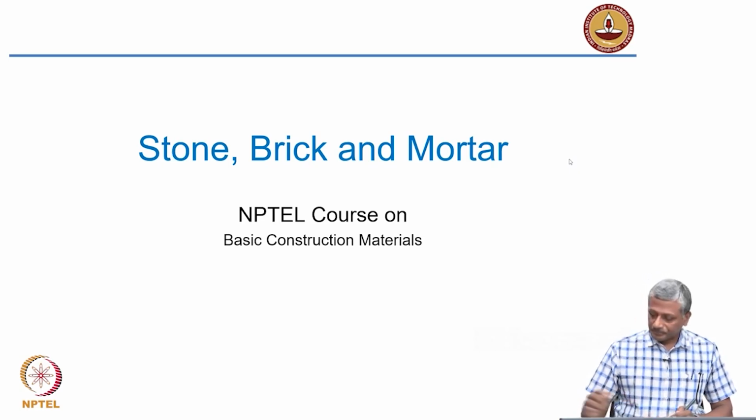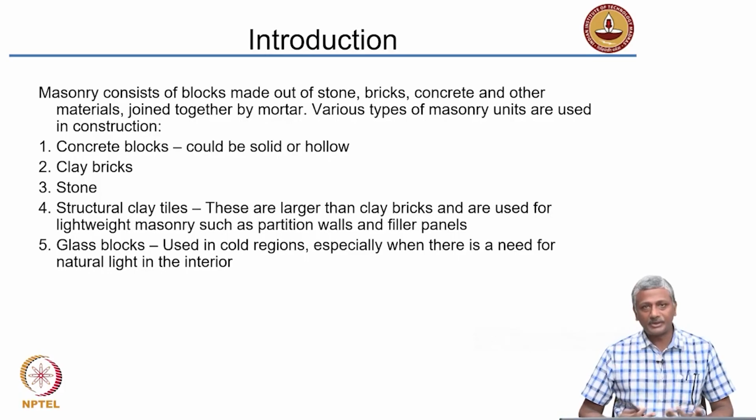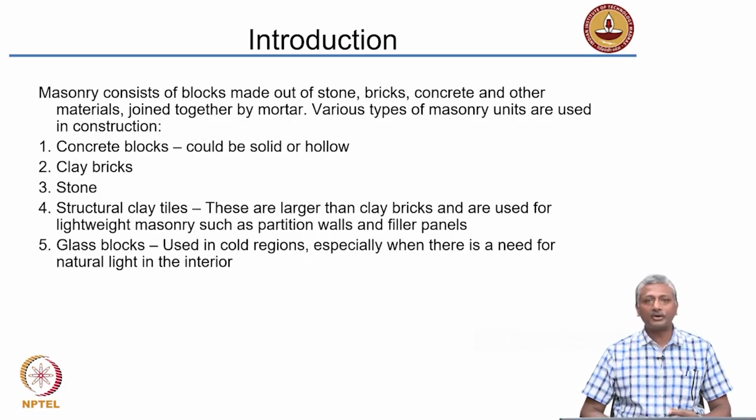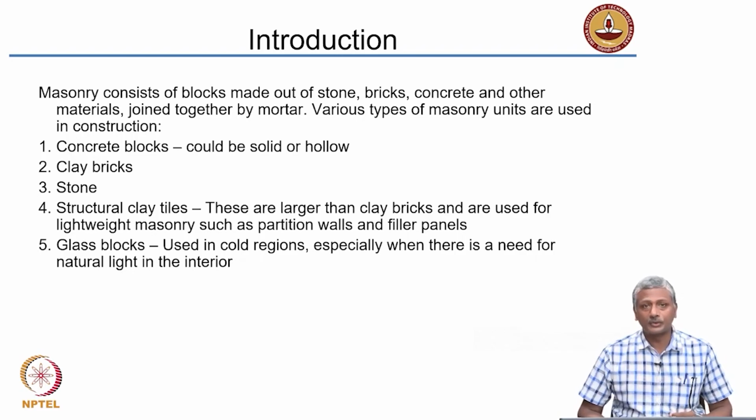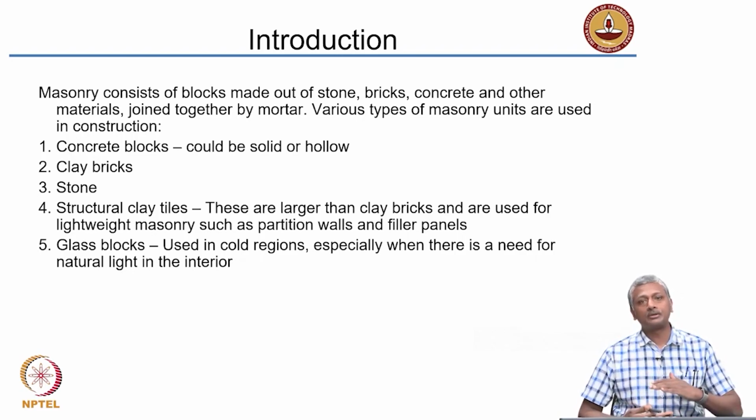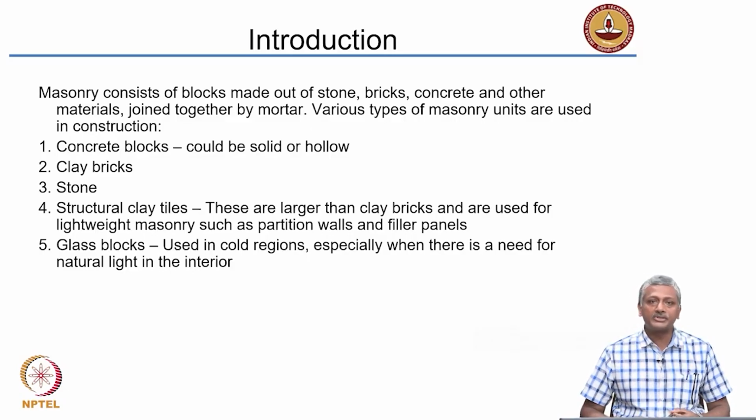Moving on, as I was already saying, masonry basically consists of blocks that are made out of stone, bricks, concrete and other materials which are jointed together with a mortar. In some cases, they may not be jointed with a mortar also. They may simply be resting on one another, like in the construction of the old temples in the past, where they had dry jointed masonry structures, where you didn't have any jointing material like cement or lime inside.